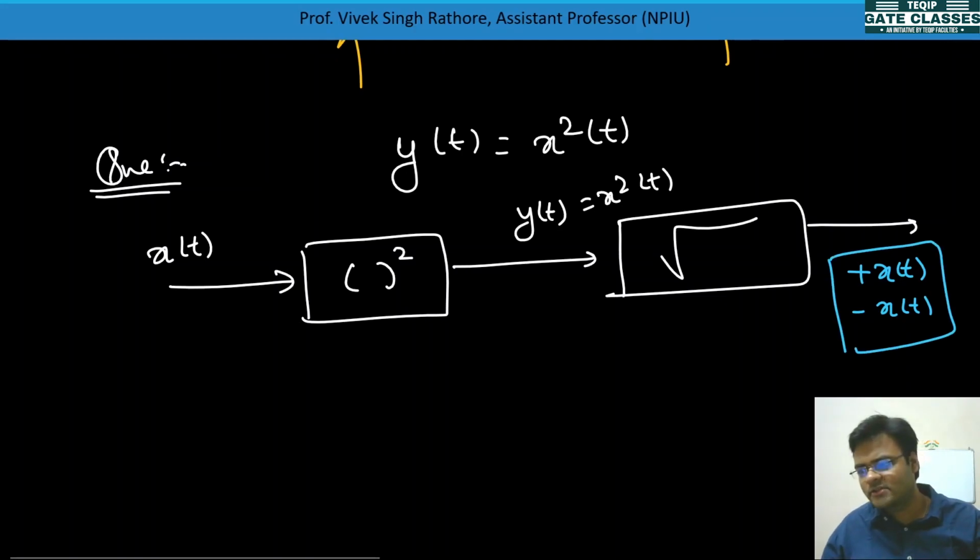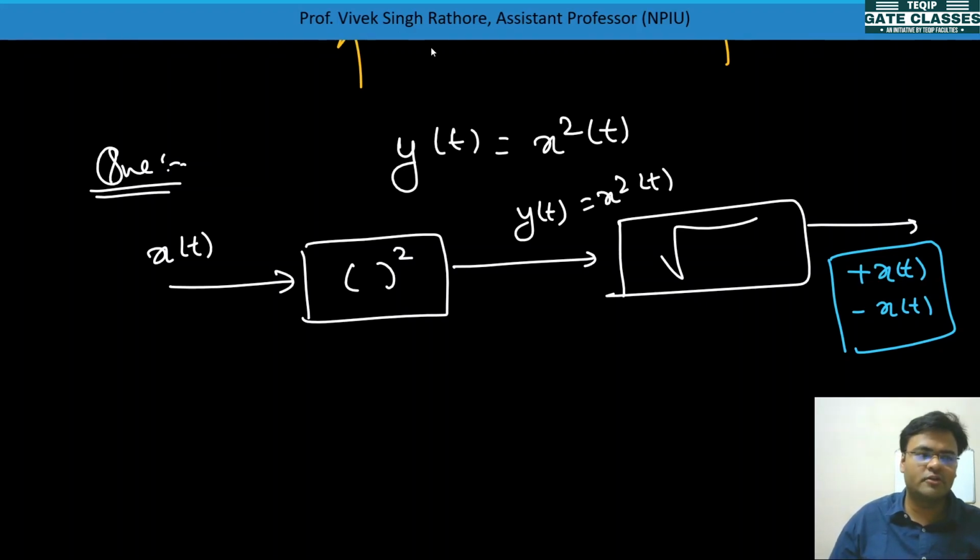So this system is a non-invertible system because it is not producing a unique output. This is not producing a unique output, that is why this system is called a non-invertible system. This is also a point you need to remember, it should produce a unique output.